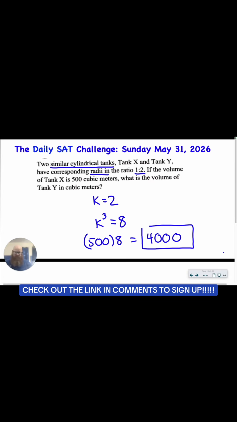A lot of times we see cylinders and we start looking up the volume as pi r squared h and doing a whole bunch of stuff. You don't need to do that with these similar figure problems. Just use scale factors. The scale factor k is the value that any single dimension gets multiplied by, including perimeter. Area gets multiplied by k squared. Volume gets multiplied by k cubed. All right? Hope that helped.